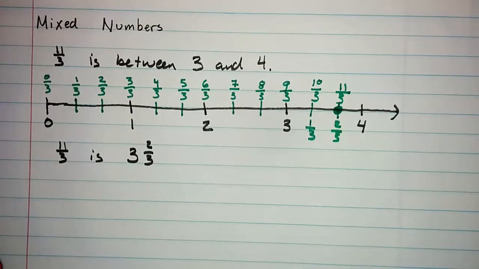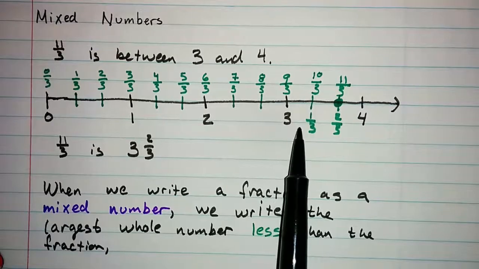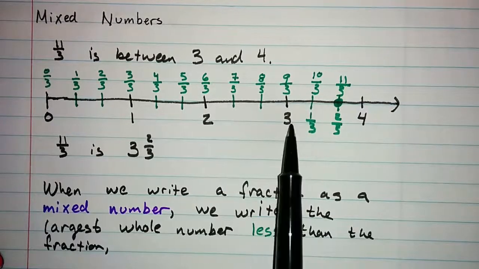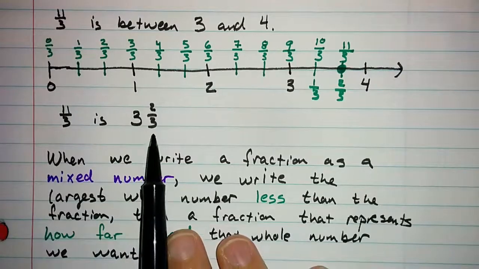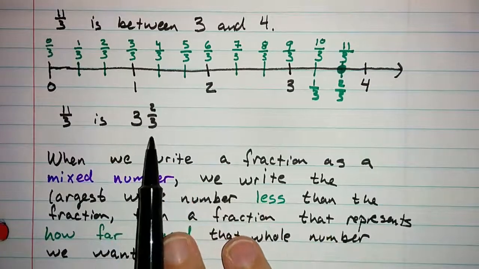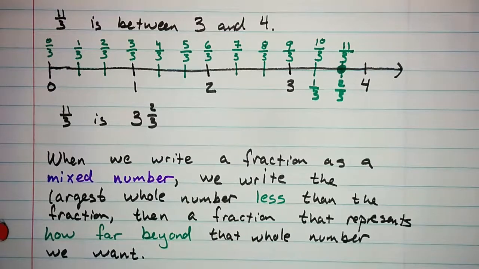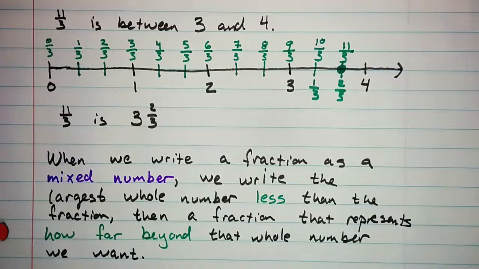What is this mixed number notation? When we write a fraction as a mixed number, we write the largest whole number less than the fraction, and then a fraction that represents how far beyond that whole number our fraction is. Notice that the fraction part of a mixed number will always be the same kind of fraction, that it'll have the same denominator as the fraction we're describing.